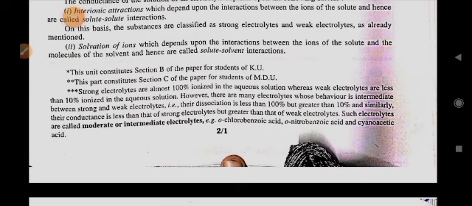Then 10% ionized in the aqueous solution. However, there are many electrolytes whose behavior is intermediate between strong and weak electrolytes, that is, the dissociation is less than 100% but greater than 10%, and similarly their conductance is less than that of strong electrolytes but greater than that of weak electrolytes. Such electrolytes are called moderate or intermediate electrolytes. Example: o-chlorobenzoic acid, o-nitrobenzoic acid, and cyanoacetic acid.